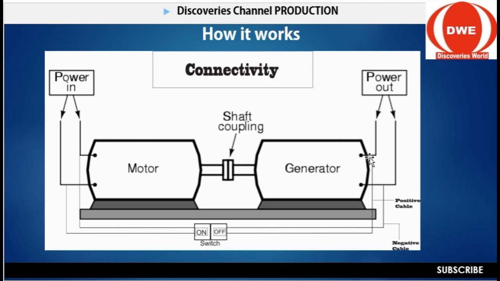Now I also explained about these two lines which I told you are negative and positive. This one is tapped to the output power which is positive, and this one is tapped to the output power which is negative, and it's all linked to the socket here. This is the switch, the control switch.